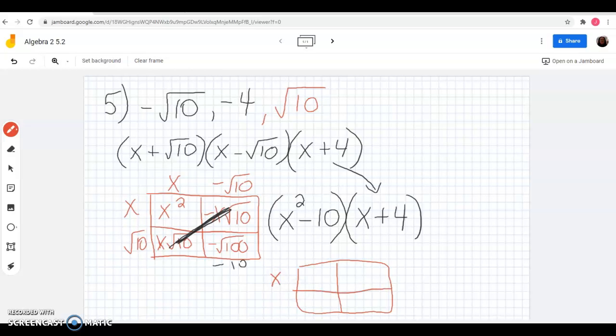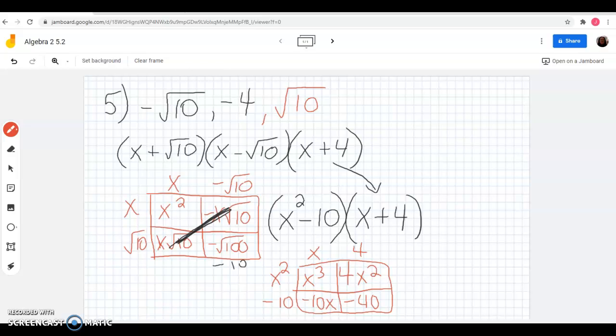I'm going to put x squared and negative 10 on the left side. And I'm going to put x and positive 4 on the top. Then I'm going to multiply these out. So x squared times x is x to the third. x squared times 4 is 4x squared. Then x times negative 10 is negative 10x. And 4 times negative 10 is negative 40.